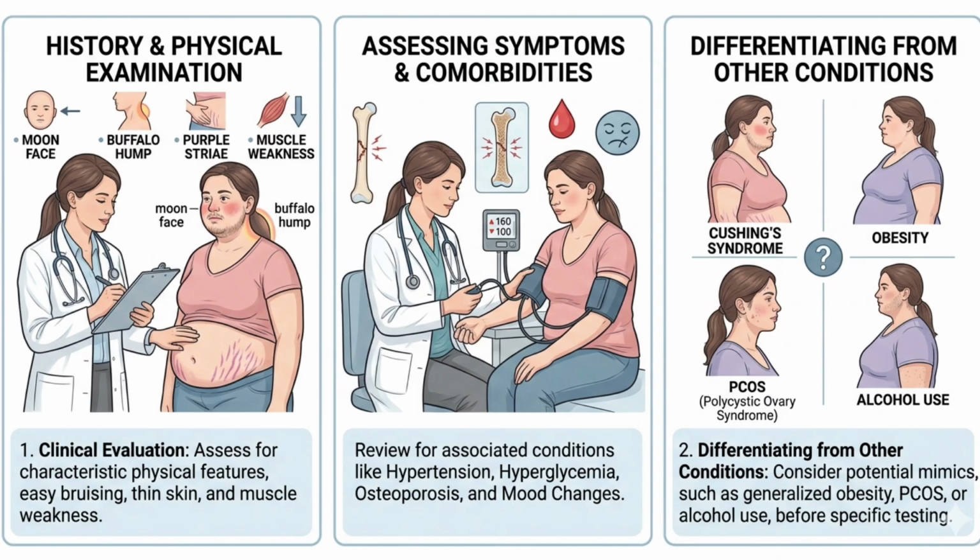The initial screening tests for Cushing syndrome aim to prove that cortisol is abnormally high. These include 24-hour urinary free cortisol, low-dose dexamethasone suppression test, and late-night salivary cortisol. If cortisol remains elevated, further tests are needed to identify the cause.